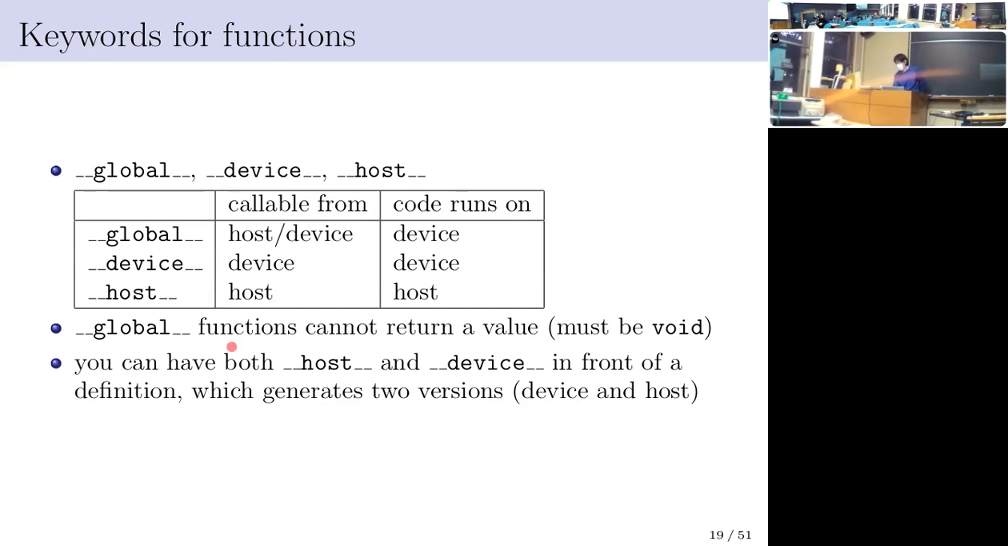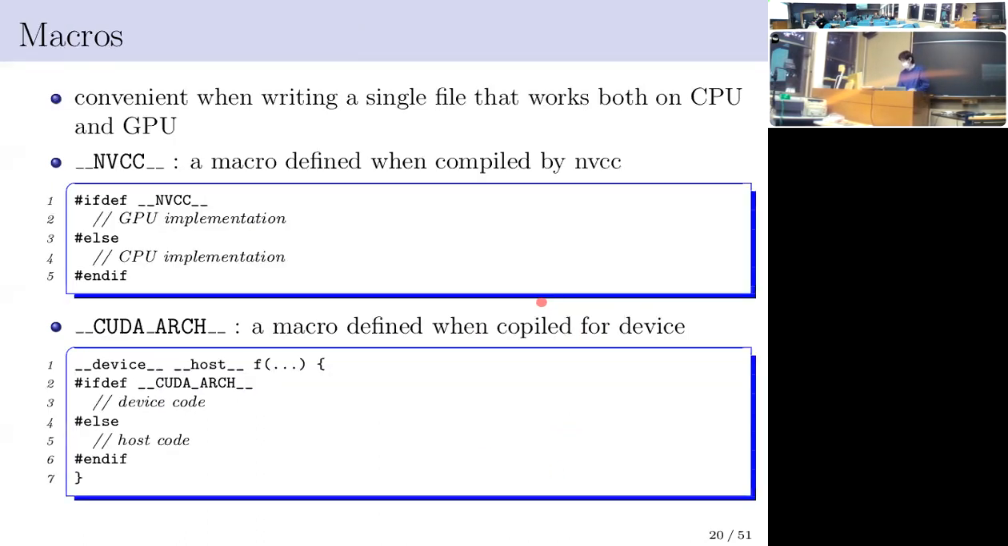One thing you might want to know is that you can actually have both host and device in front of a single function. The end result is that the compiler generates both versions, one for the GPU and the other for the CPU. So that's one thing you might want to remember.